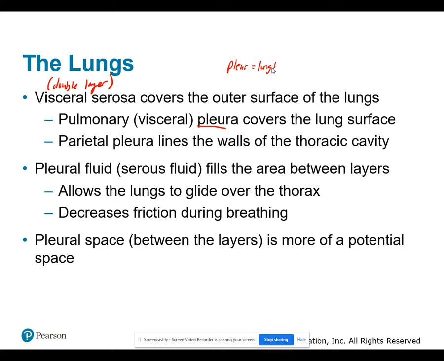So pleural fluid, which is just a special type of serous fluid, fills the areas between these 2 layers, and it allows your lungs to glide over the thorax, helps decrease friction whenever you're breathing. If your serous fluid gets too low, you start to feel a lot of friction, and you actually have a bunch of chest pain. So your pleural space, this is actually the space between those 2 layers, your pulmonary pleura and your parietal pleura. And this is more of a potential space to help you maintain pressure that you have between your lungs and the outer air.